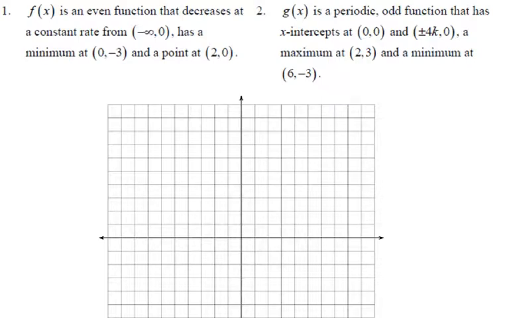Now number 2 says it's periodic. Periodic means that it just repeats itself over and over and over. An odd function that has x-intercepts at (0, 0) and then (plus or minus 4k, 0). What that means is every 4 units in the positive or the negative direction, we have another x-intercept. So it's just going to keep repeating itself every 4 places. It's got a maximum at (2, 3), so 2 over, up 3, and a minimum at (6, negative 3).